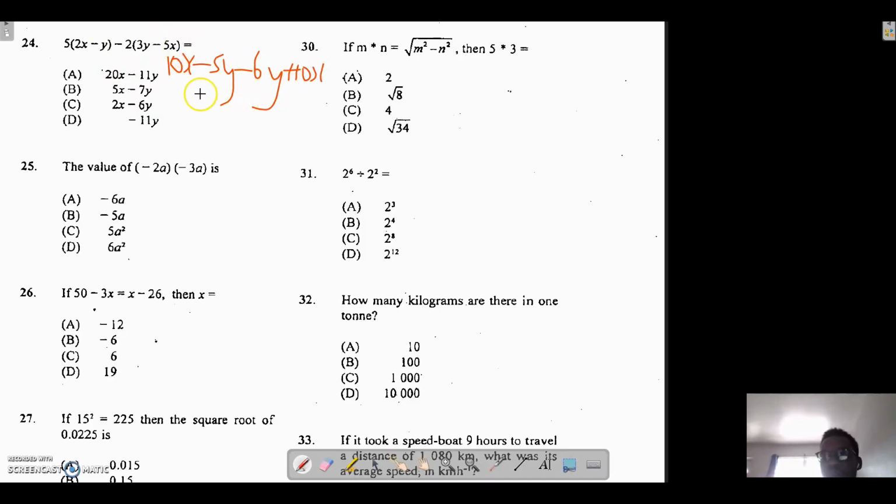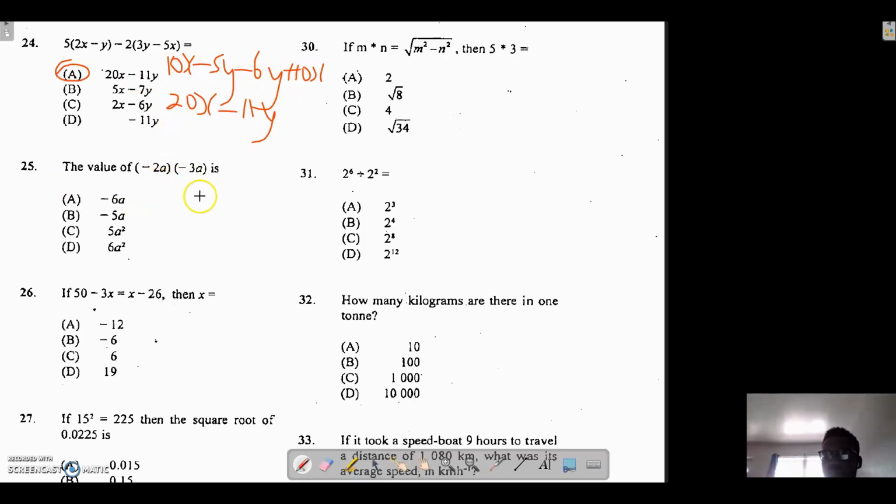Now all we have to do is look for the like terms. So we're going to have a positive 10x plus a positive 10x, which is going to give me 20x. Then you have negative 5y minus 6y. So you owe 5, you owe 6. So that's minus 11y. So it's 20x minus 11y, which makes it option A.